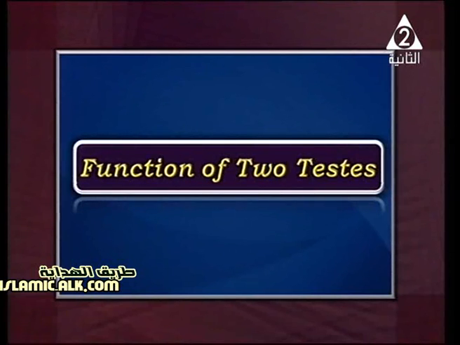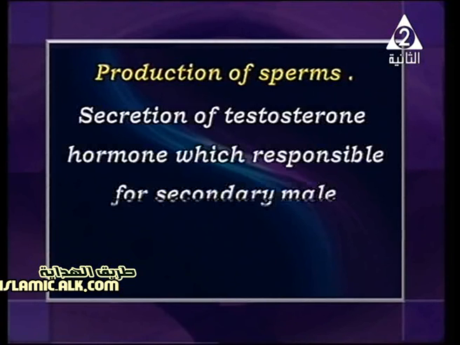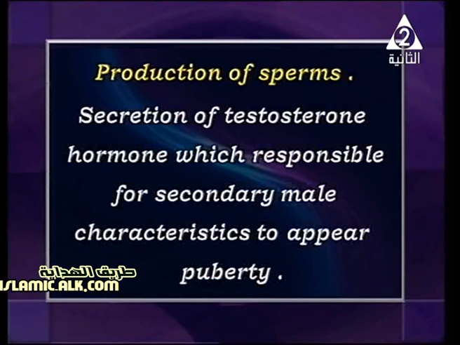What about the function of the two testes? Number one, production of sperms or male reproductive gametes. Number two, secretion of some hormones, as we studied in the last chapter, like testosterone hormone, which is responsible for the appearance of secondary male characteristics, like what? Appearance of puberty, harshness of voice, enlargement of bones and muscles, and so on.